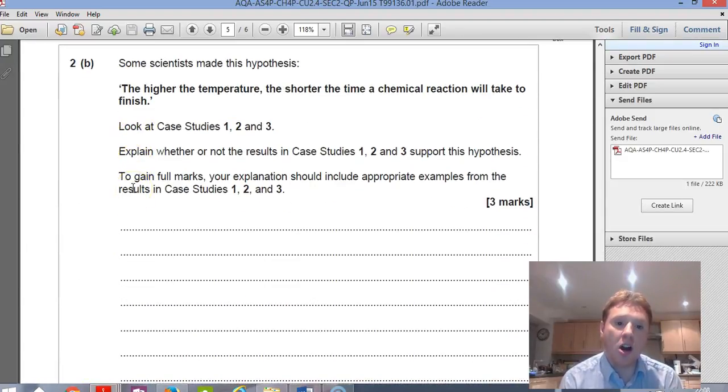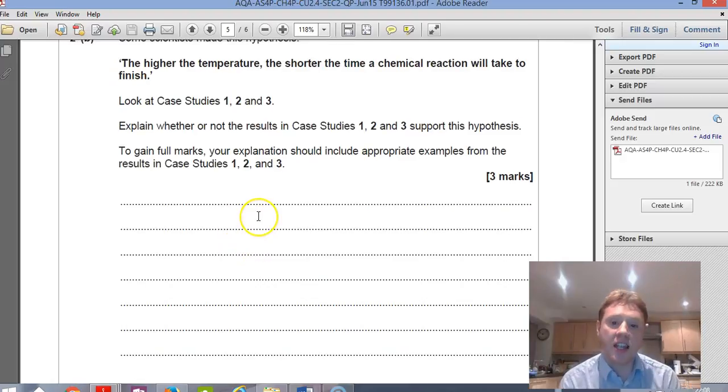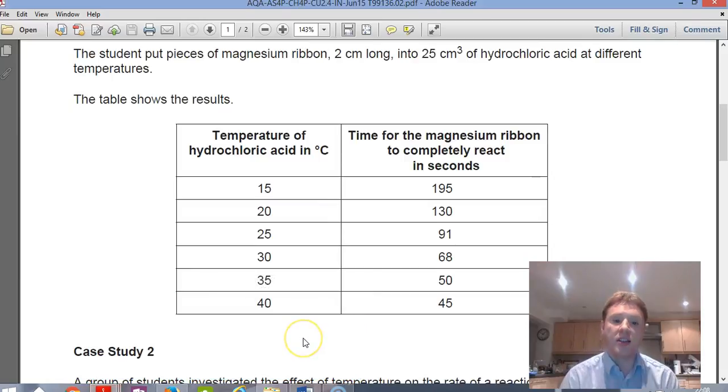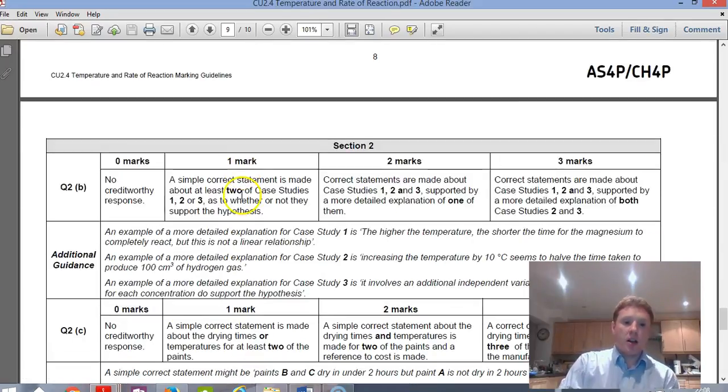Right, question 2B. The higher the temperature, the shorter time it will take to react. Look at case studies 1, 2 and 3. In all past ISAs, there's been a question where you look at case studies 1, 2 and 3 and say, do they support a hypothesis? Well, I'll show you what they're for. The first mark is for getting 2 case studies out of the 3 correct about whether they support it or not. The second mark is for getting all three correct and doing an explanation for one, and the third mark is for getting all three correct and doing an explanation for two of them, usually 2 and 3. So a couple of things to think about here.